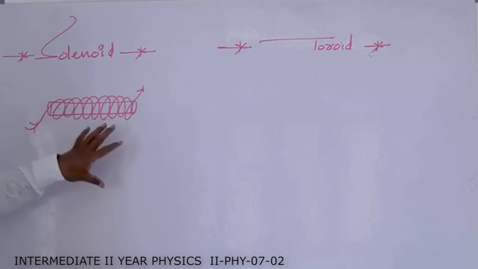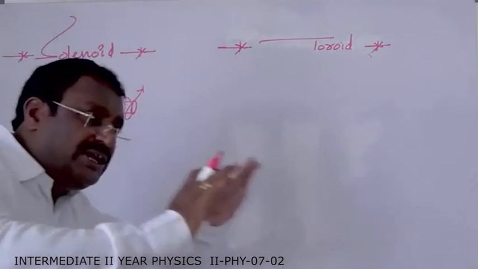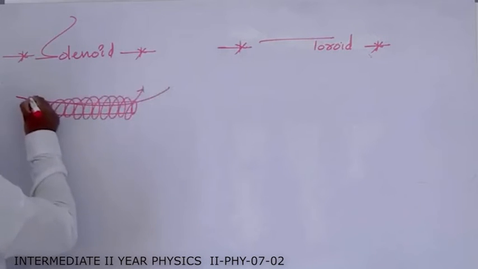Here the field lines in the case of a solenoid are similar to those of a bar magnet. How do field lines form around a bar magnet? In the case of a solenoid also, the field lines form in the same way. Field lines enter from one end and leave from the other end.